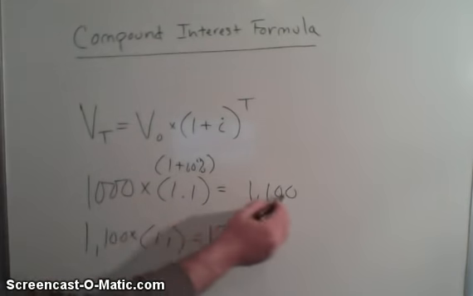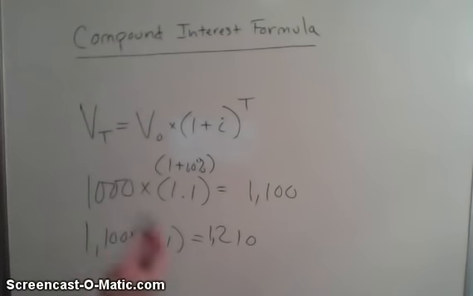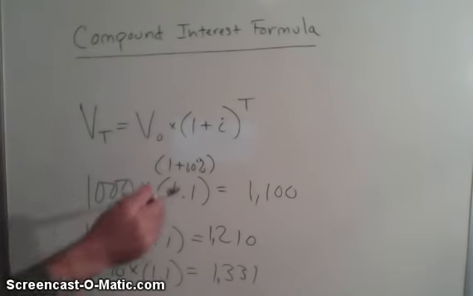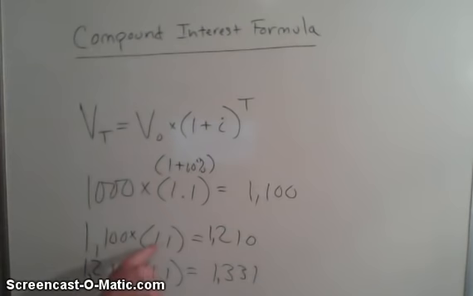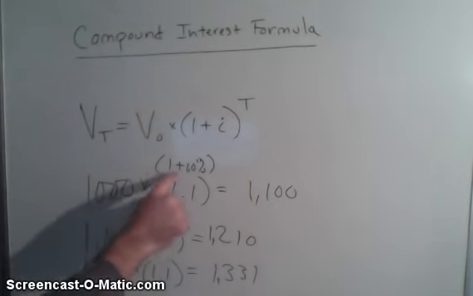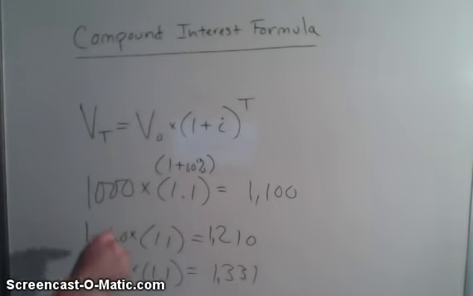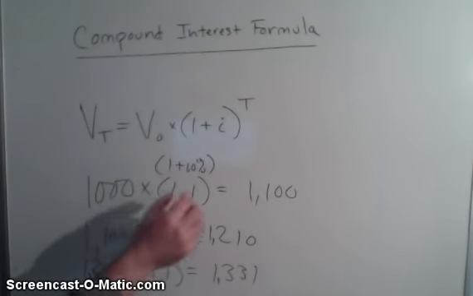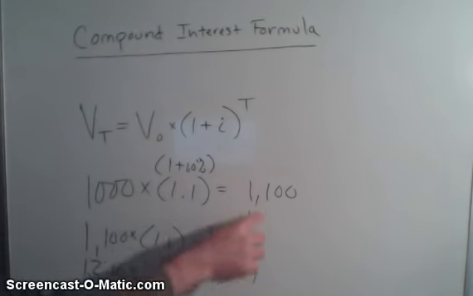This was V0, this was V1, this was V2. You could do it again. Take your 1,210, multiply it by 1.1, and you'd get 1,331. So each time when you want to go 1 year in the future, you multiply it by 1 plus the interest rate. Don't do it as a percent. So don't do 1 plus 10, that's 11. Do it as 1 plus 0.1. So that's 1.1. Each time you multiply it by 1.1, you'll get the next year's value.